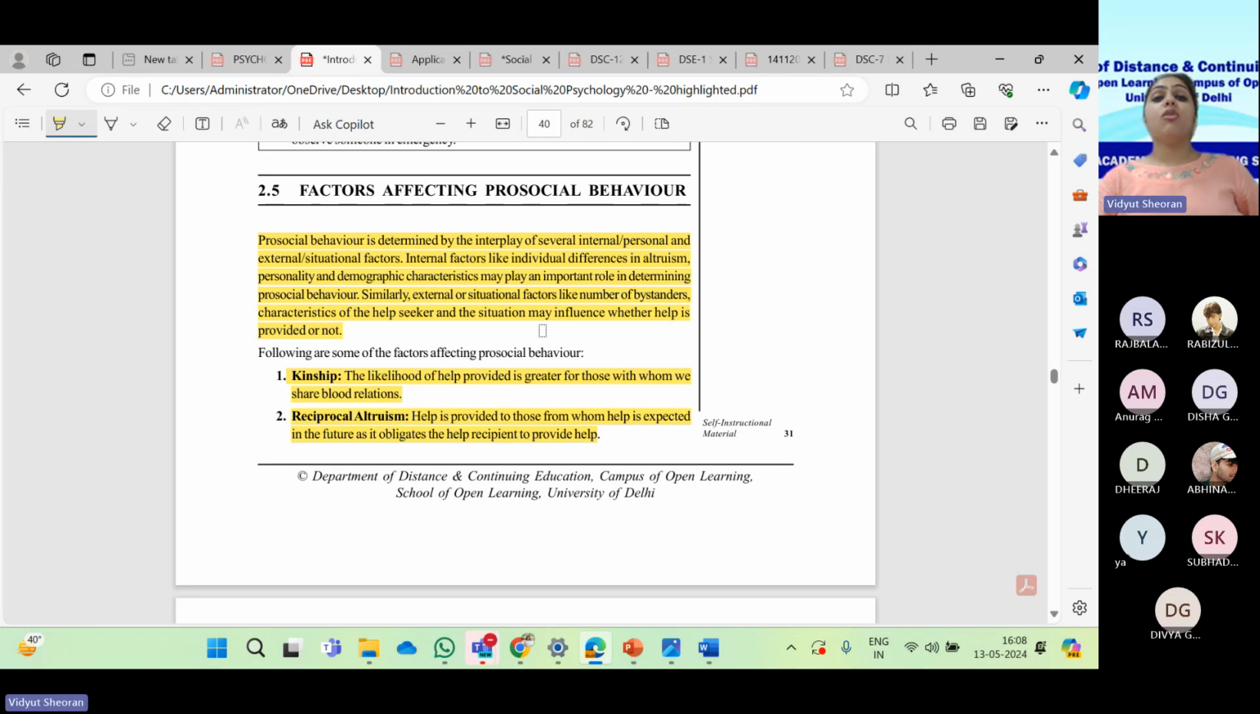Then comes reciprocal altruism. You give help so that you can later get help. If you are helping someone, that is because you know that later that person can give his help to you in return. So if you are helping someone currently, in future, you are expecting help from that person.